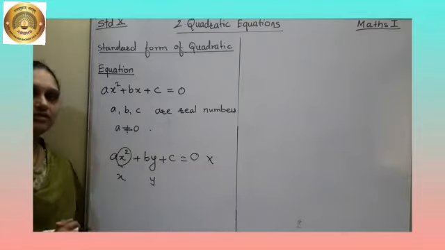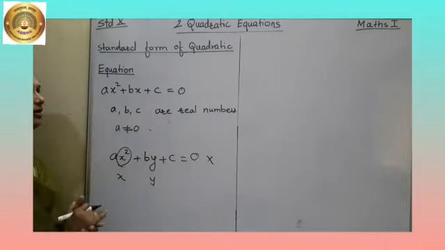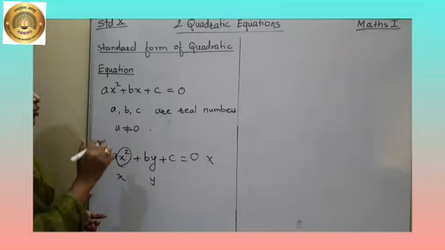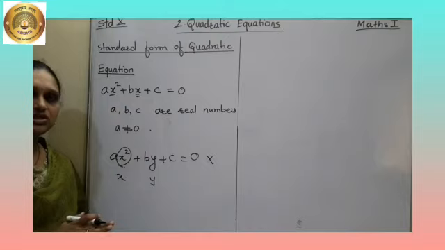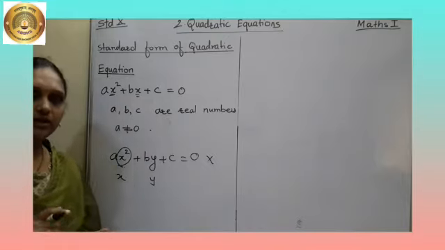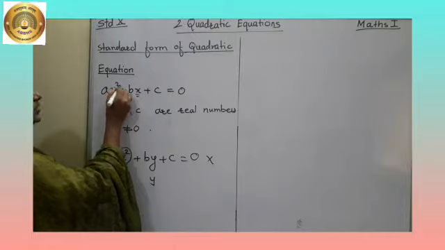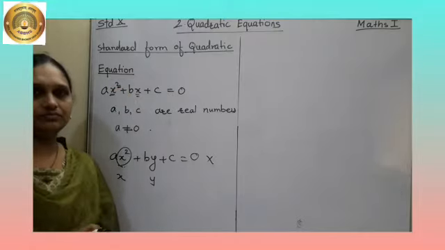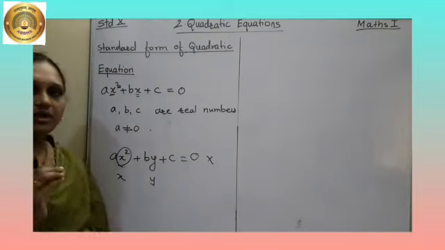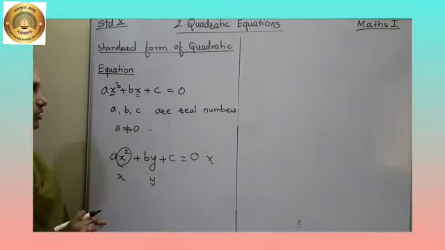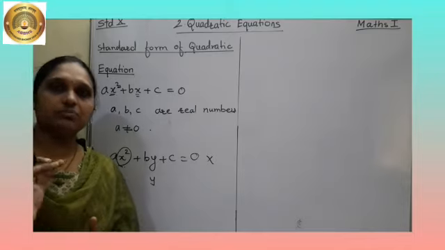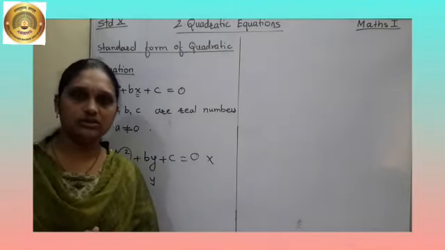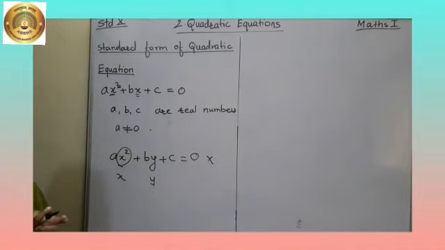So when will it be a quadratic equation? The definition tells that the equation involving one variable, that is x, throughout, and 2 as the maximum index. The equation should have maximum index 2. So an equation having one variable and 2 as the maximum index is called a quadratic equation.